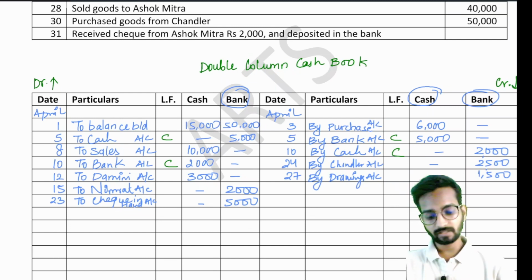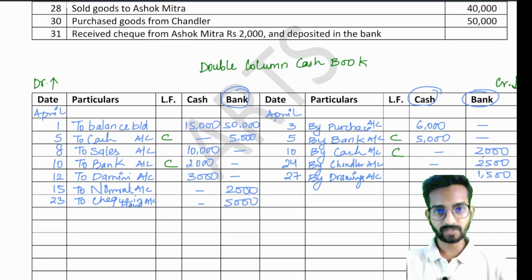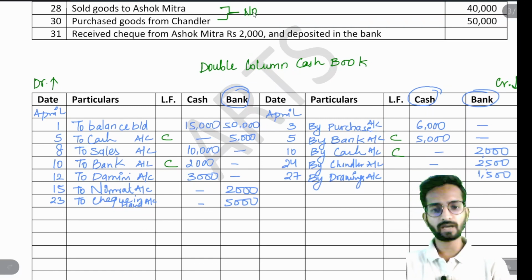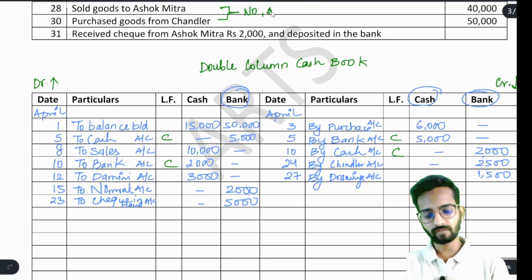Next part we have is purchased goods from Chandler. Again the same thing only. I have purchased goods from Chandler. Goods have reached my office. But did I pay him cash? No. Did I give him check? No information is given. Did I make any online payment? Nothing. No information is given of payment. It means these both transactions will not appear in the double column cash book. Why? Because my cash balance and bank balance are not getting affected. Therefore, I will write no entry in double column cash book.